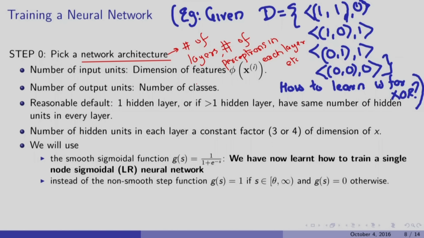So a reasonable default is to have one hidden layer. This is based on findings that a single hidden layer can actually get you the effect of multiple hidden layers. In case you decide to have more than one hidden layer, you typically tend to have the same number of hidden units in every layer.